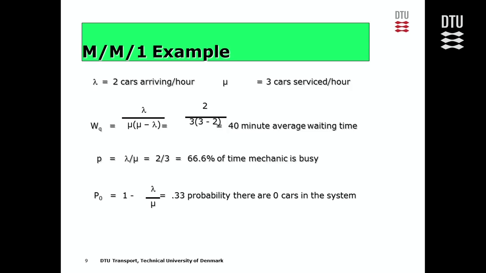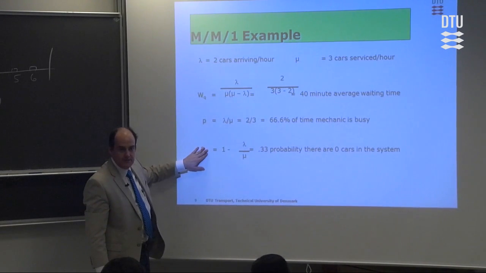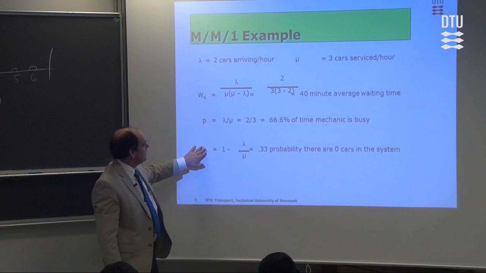So the first one is pretty straightforward. It's plug and chug in the formulas. We don't need to talk about that very long. Utilization here, and the probability that the system's empty, right? So these are inverses of each other.